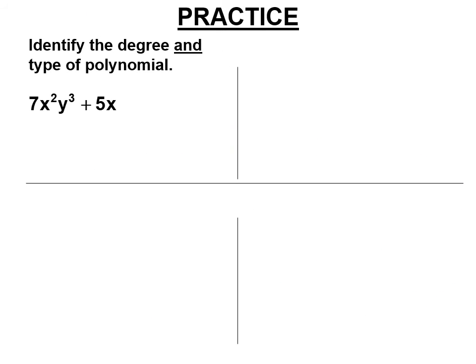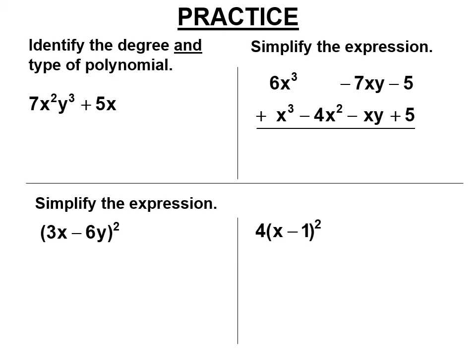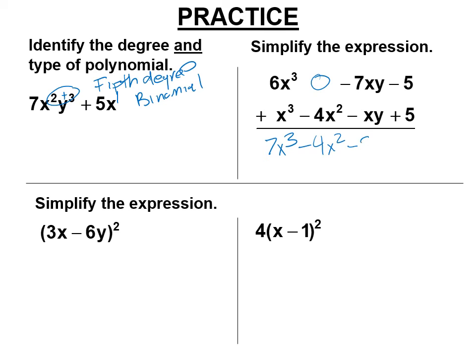Okay, let's practice for the test. All right, so this is a 5th degree binomial, right? 2 terms. So we're adding, so we got 7x cubed, 0, plus negative 4x squared, negative 4x squared, negative 7xy plus negative xy, negative 8xy, negative 5 plus 5 is 0, so that's the answer.